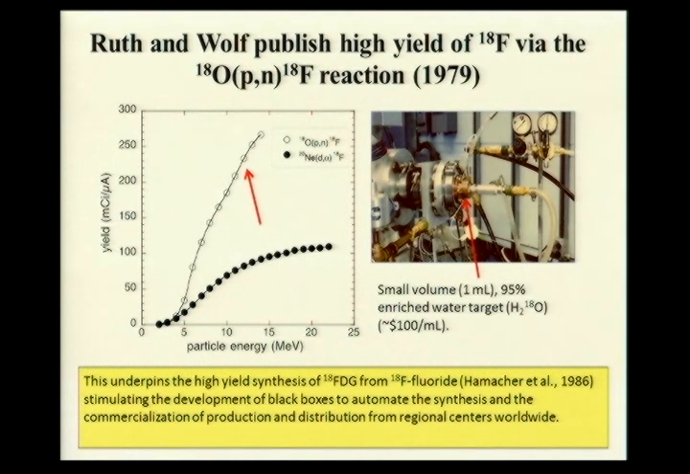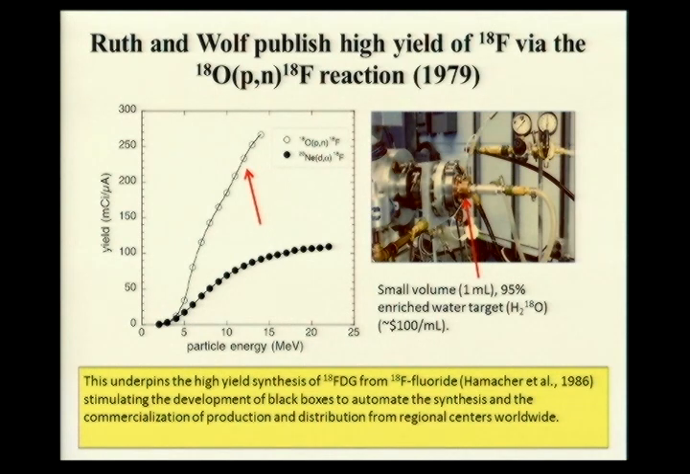We made small, this was done by Bruce Wieland in our group at the time, very small volume water targets. So you'd use 95% enriched water, 1 cc, spread it out in a little window, lots of cooling because you're putting a lot of energy in, and could produce very large quantities of F-18 fluoride ion. So this underpins the synthesis of FDG from fluoride, which was done by Kurt Hamacher at Jülich. Everyone was trying to develop a rapid way of making FDG from fluoride, including us, and these folks accomplished it, did a really nice job.